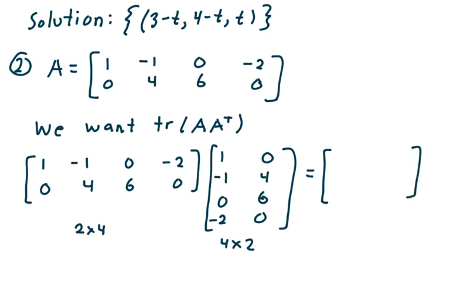Now, the first entry in the first row, first column of A transpose is the following. I'm going to take 1 times 1 is 1, negative 1 times negative 1 is 1, so 1 plus 1 is 2. And then negative 2 times negative 2 is 4. So that should be a 6 there.